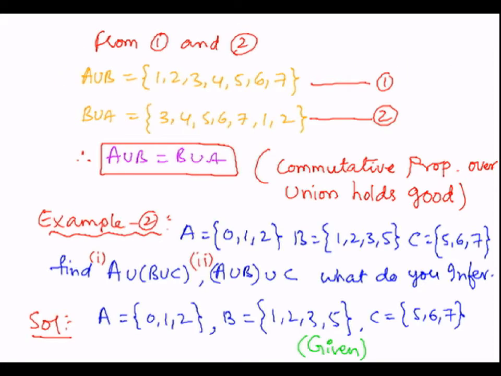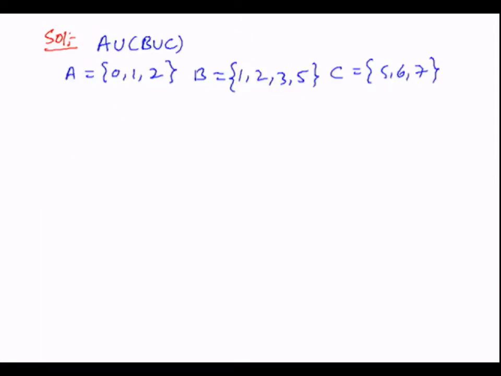Now let us find out the first one, that is A union of B union C. In order to find it, within the brackets there is B union C. First of all let us find out B union C. B and C are grouped in this bracket. So B union C is equal to, first set is set B, that is B elements 1, 2, 3 and 5, then union, then set C elements are 5, 6, 7.